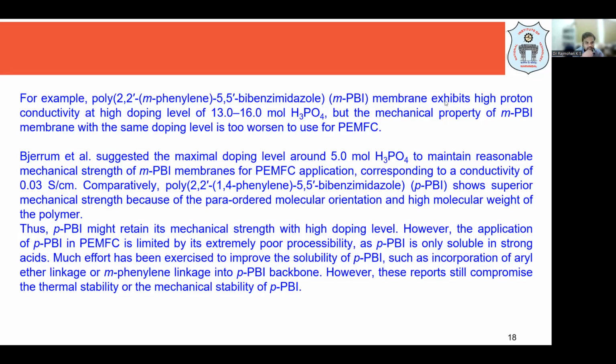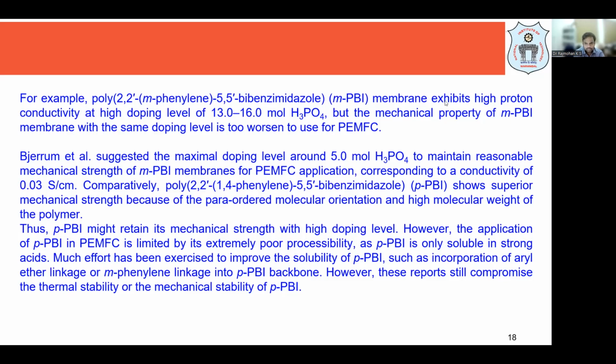If you look at Jerem et al., what they suggested is a maximum doping level of around 5 moles of phosphoric acid to maintain reasonable mechanical strength of the mPBI membrane for high temperature PEM fuel cell application, which provides us a conductivity of around 0.03 Siemens per centimeter.